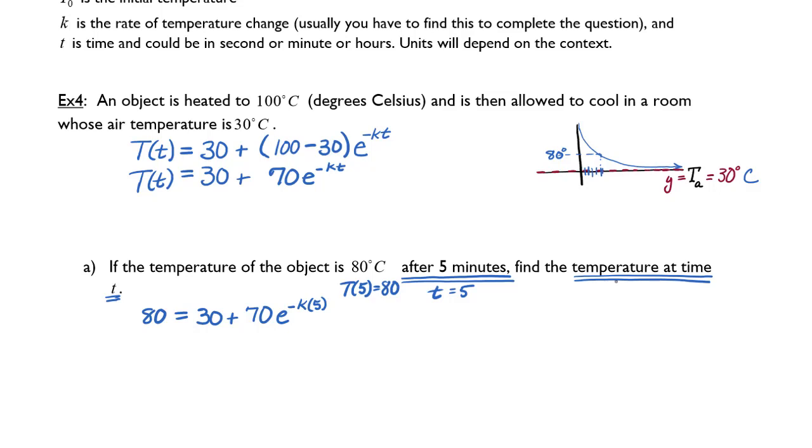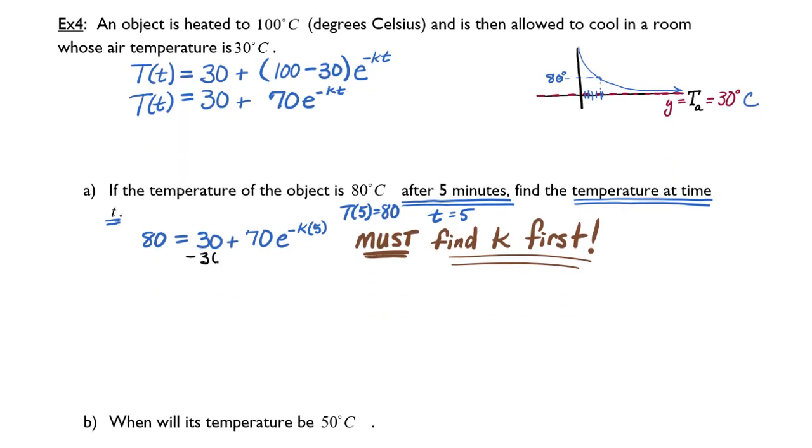I cannot find the temperature at time t until I find K. So I must find K first. I would say this is the hardest part of these problems, recognizing that there's an intermediate step where you have to find K first.